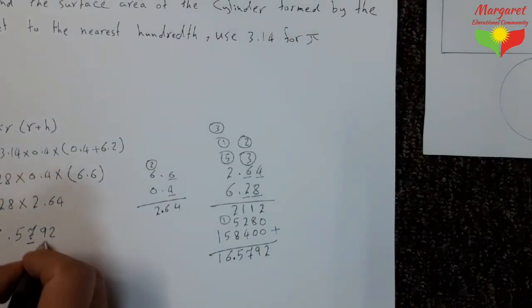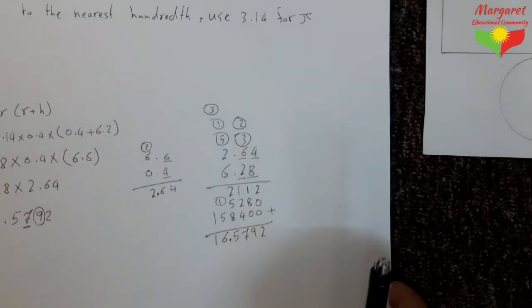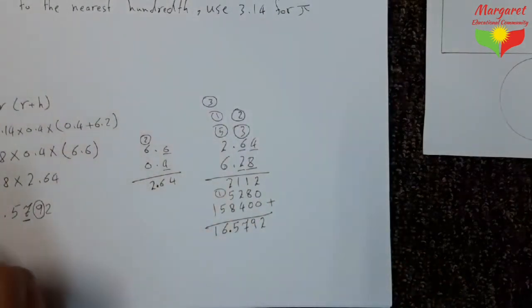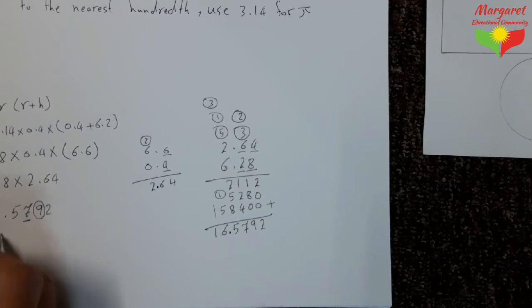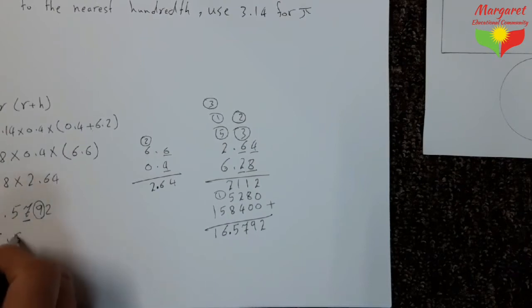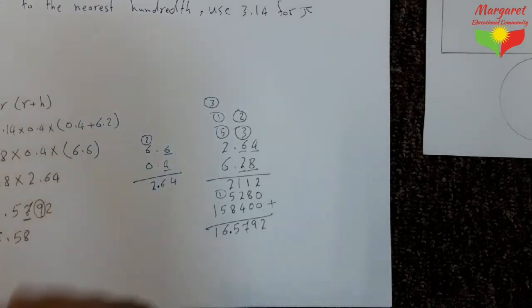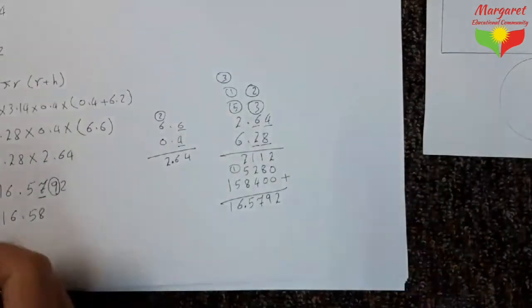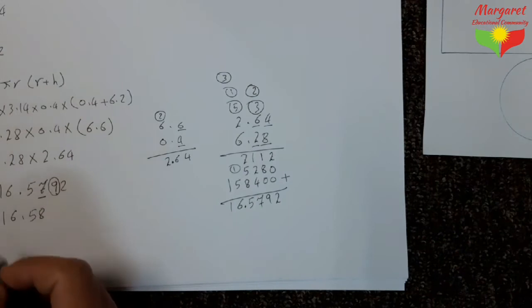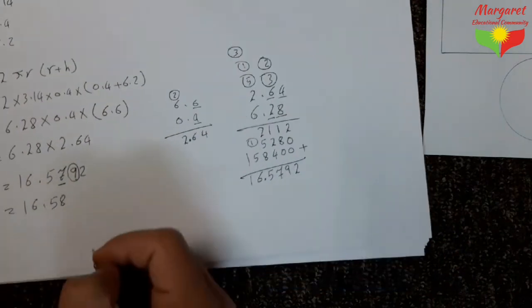This digit is 5 or more. So round up to 16.58. 16.58.